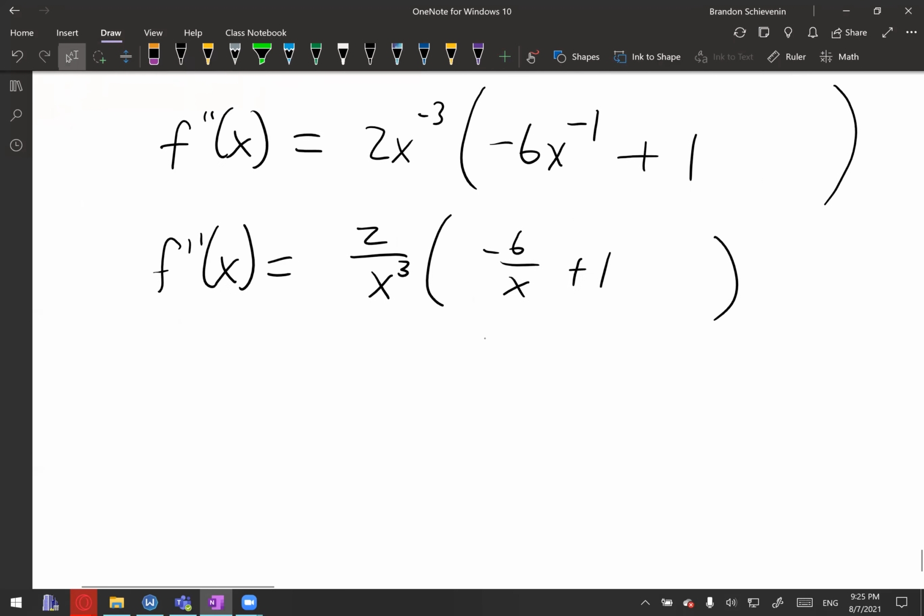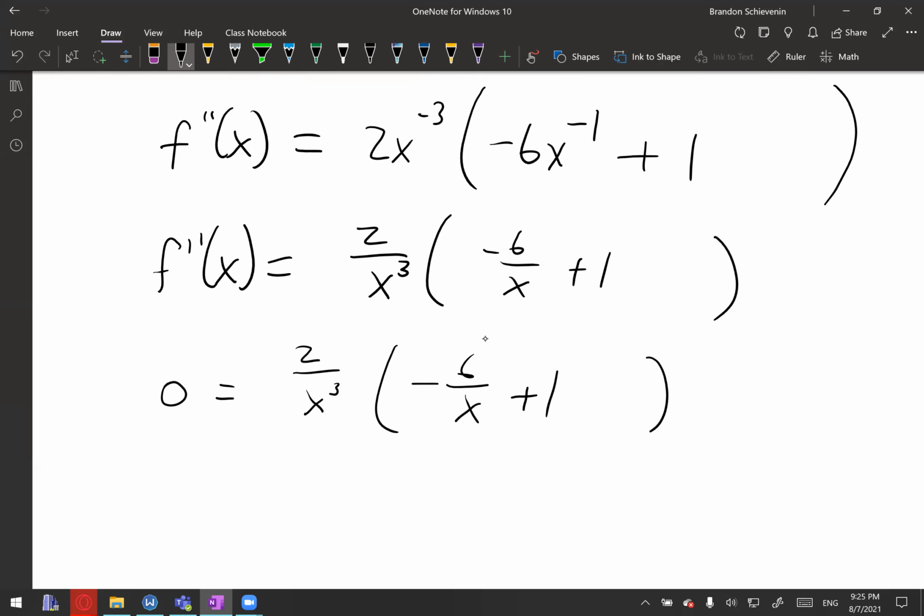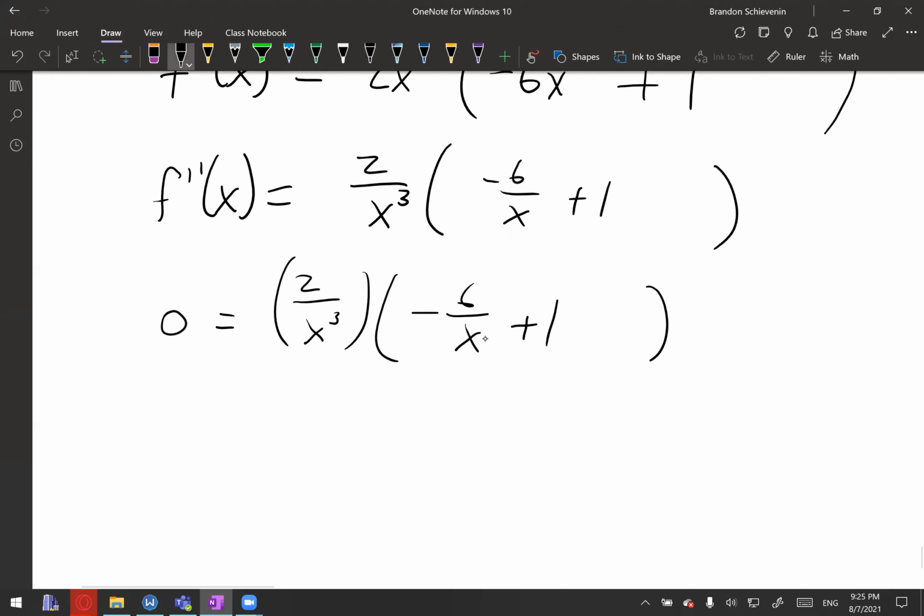Okay, so if I set the second derivative equal to 0, that will tell us all the points where this could change. Because we're multiplying two things together, if this is equal to 0, then the whole thing's equal to 0. And if the right side's equal to 0, the whole thing is 0. So I can set up two separate equations. And then I just need to solve those equations to figure out when this is true.